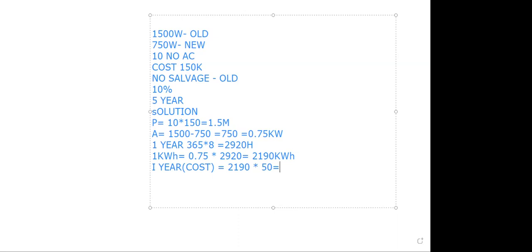Is it 50? Is this 50? Yes. So we are saving a small money. Why is it so? 15 naira multiplied by 2190 multiplied by 15 naira. So we are saving 1,100.